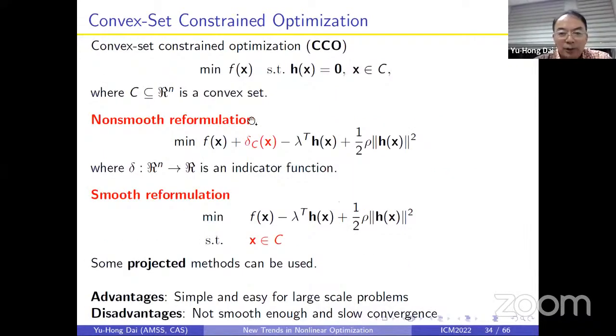So generally, we can consider convex set constraint optimization. We can have a non-smooth reformulation, where we introduce the indicator function into the objective function, and we can also have a smooth reformulation, which keeps the convex set constraint. Then we use some kind of projection method. This kind of reformulation is not smooth enough and slow in convergence.